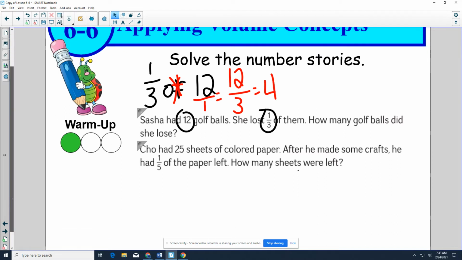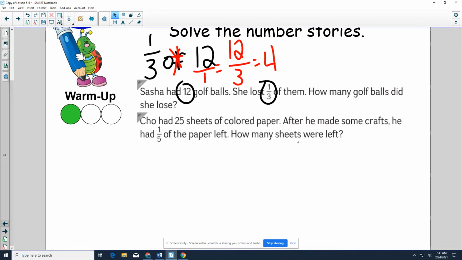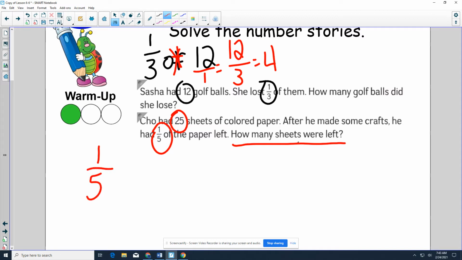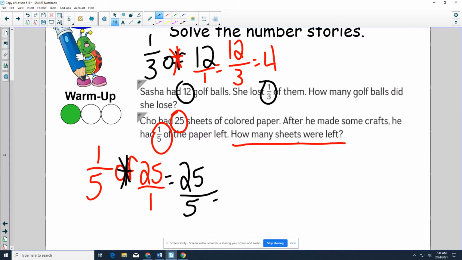Let's look at the next one here. It says Cho has 25 sheets of colored paper. After he made some crafts, he had 1/5 of the paper left. How many sheets were left? Okay, and I see "of" there again, so he used 1/5 of the 25. And again, I can change that to multiplication. And I get 25/5, which is the same thing as 25 divided by 5, which would be 5 sheets left.